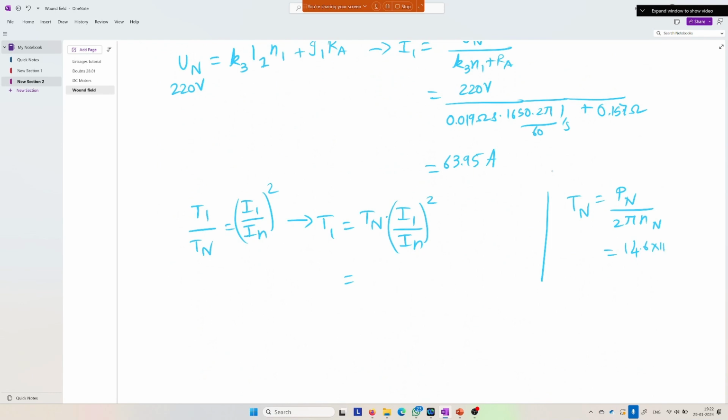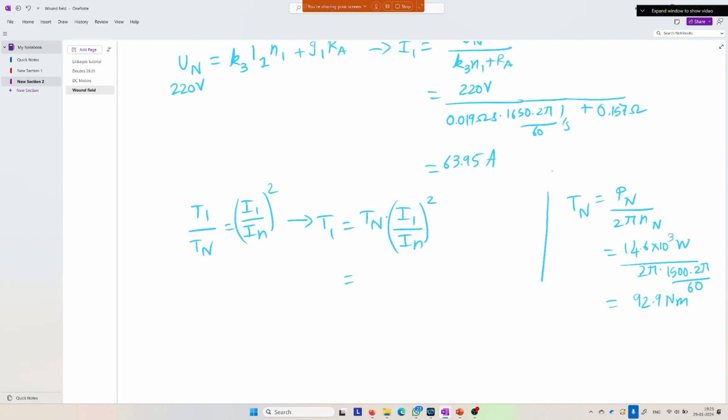14.6 into 10 power 3 watts divided by 2 pi times N, where N is in radians per second. So what is it? 1500 into 2 pi divided by 60. Solving for that, you should be getting 92.9 Newton meter.